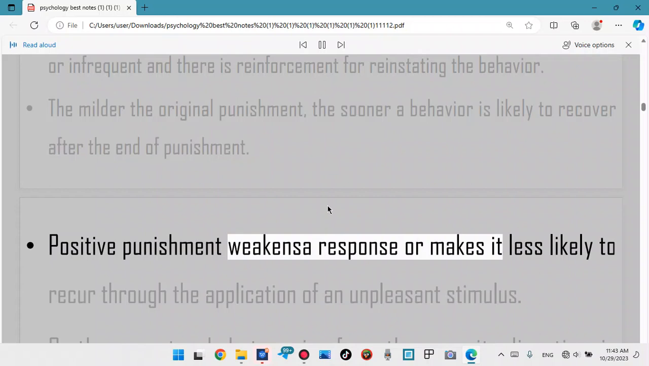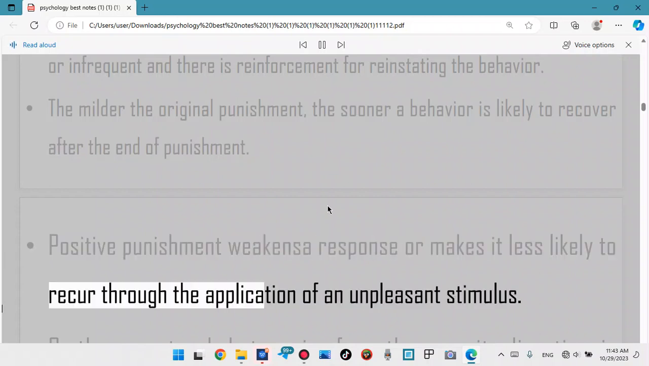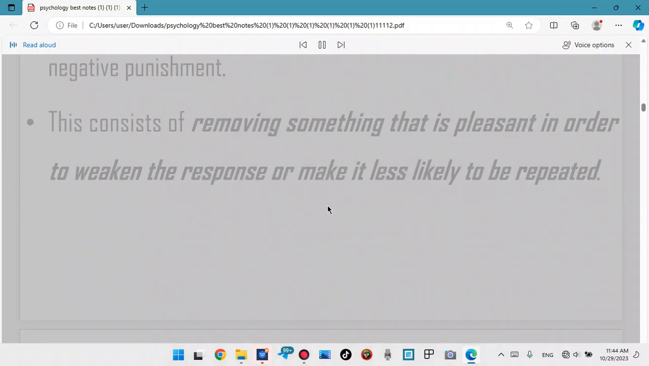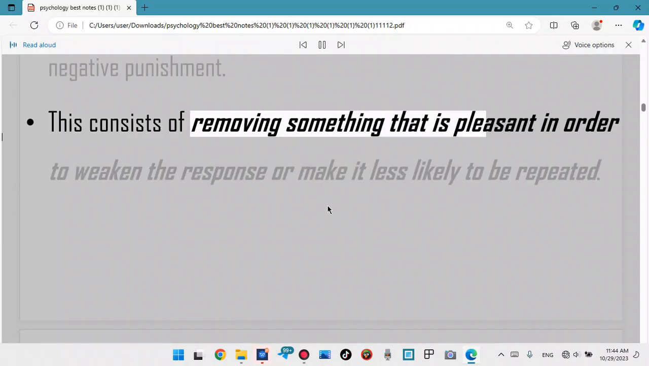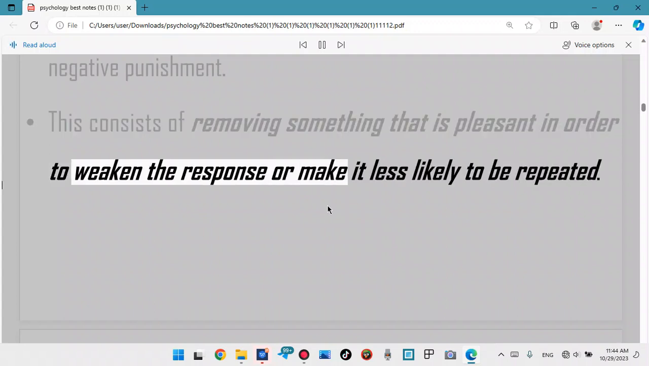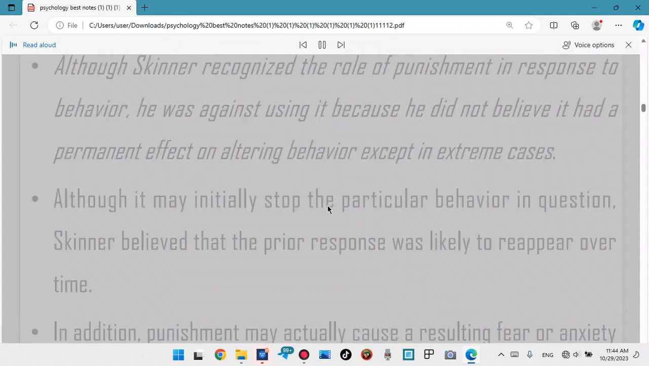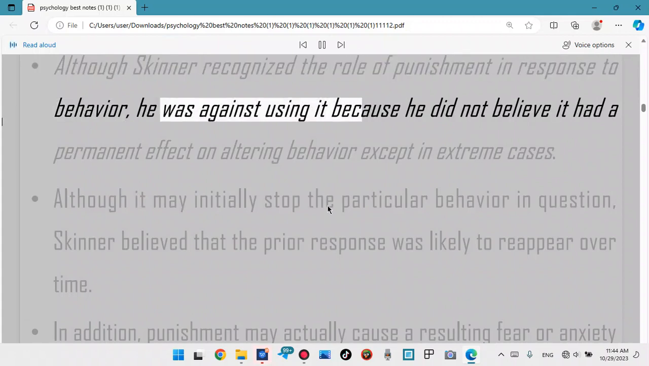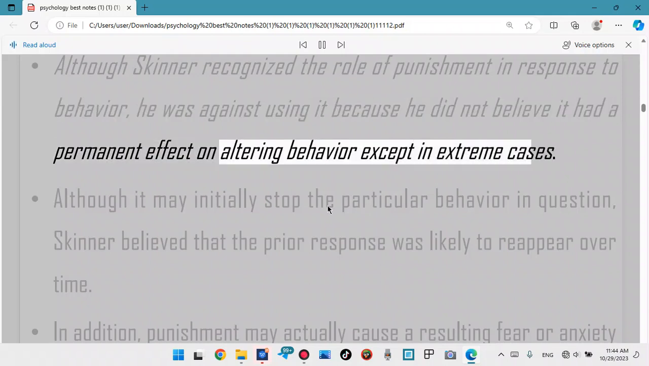Positive punishment weakens a response or makes it less likely to recur through the application of an unpleasant stimulus. On the same track, but coming from the opposite direction, is negative punishment. This consists of removing something that is pleasant in order to weaken the response or make it less likely to be repeated. Although Skinner recognized the role of punishment in response to behavior, he was against using it because he did not believe it had a permanent effect in altering behavior except in extreme cases.